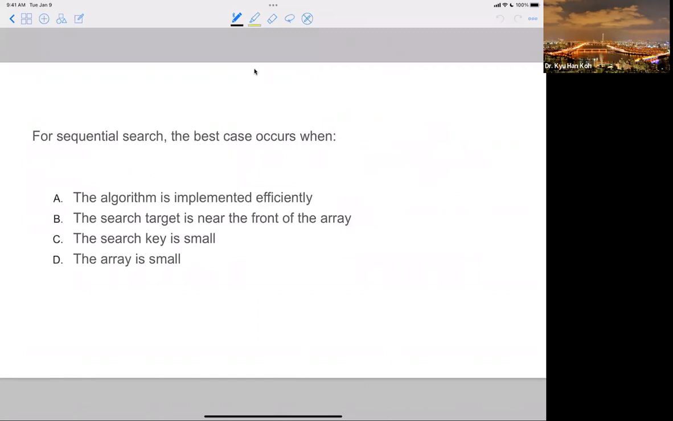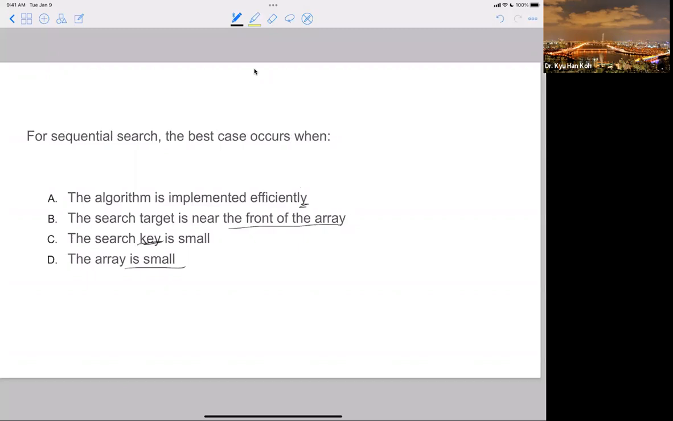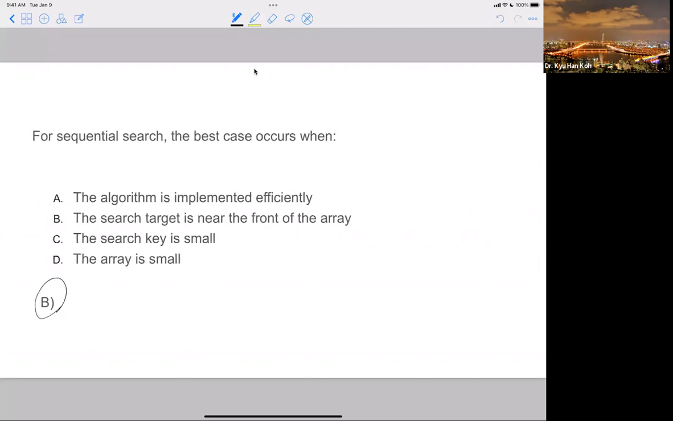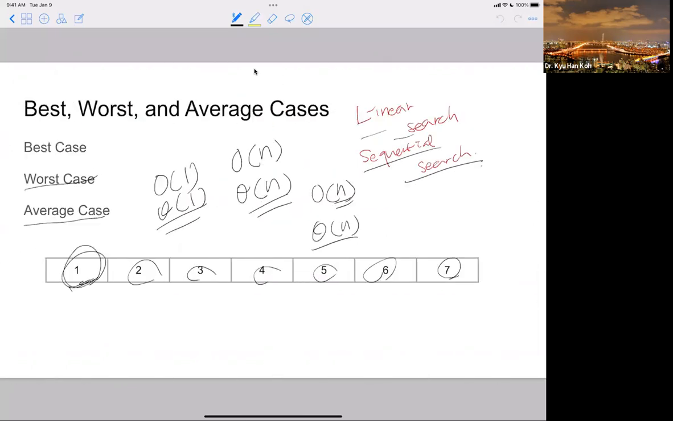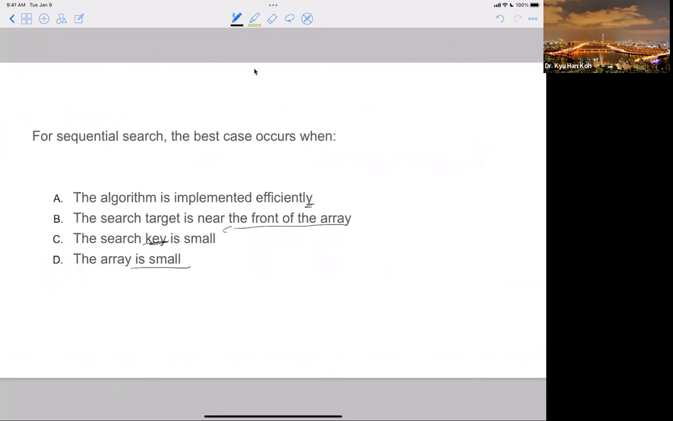Then for sequential search, the best case occurs when: the algorithm is implemented efficiently, the search target is near the front of the array, the search key is small, or the array is small. So what's the answer? The answer is B, because as we just tried, if the search target is located at the beginning or the front of the array, then that's our best case.